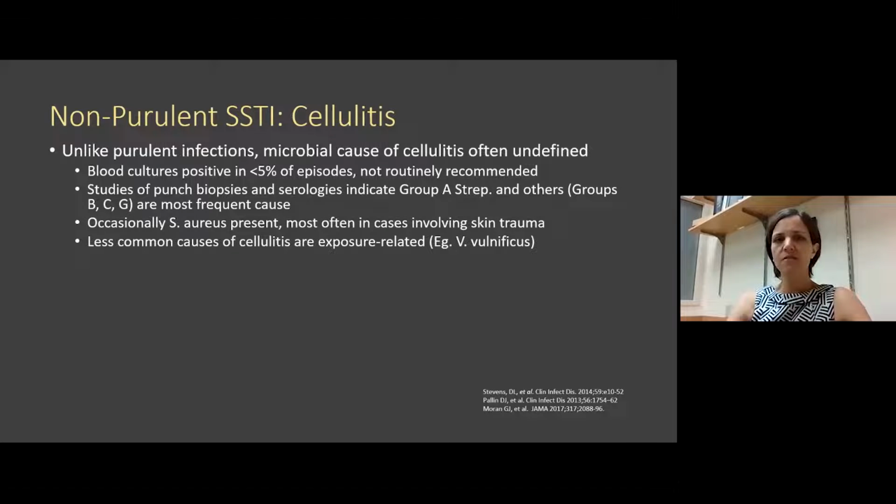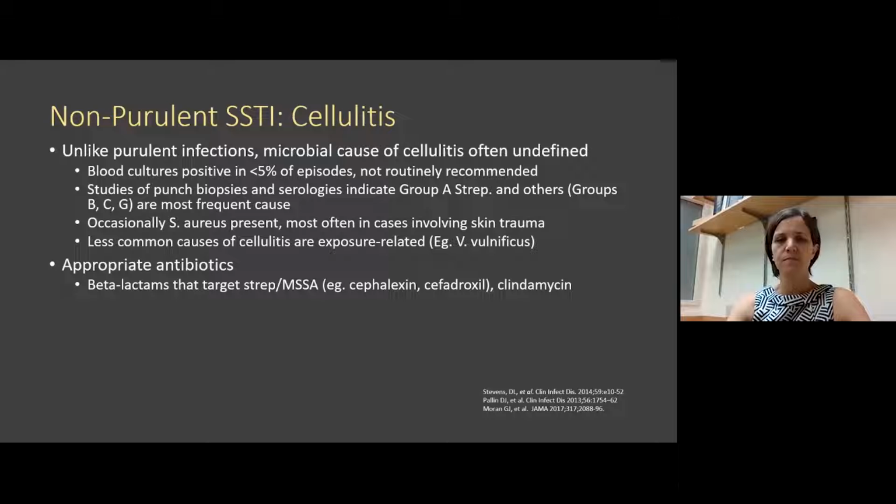Less common causes of cellulitis are typically exposure related. The classic example that we think about for board exams is Vibrio vulnificus, which, as you may remember from med school, is a bug that likes brackish water. So if you live near the Chesapeake Bay and you hear about somebody who's been out clamming or some such thing, and they get a cellulitis, you think about Vibrio vulnificus. Another one of these is infections due to Aeromonas, which are typically fresh water.